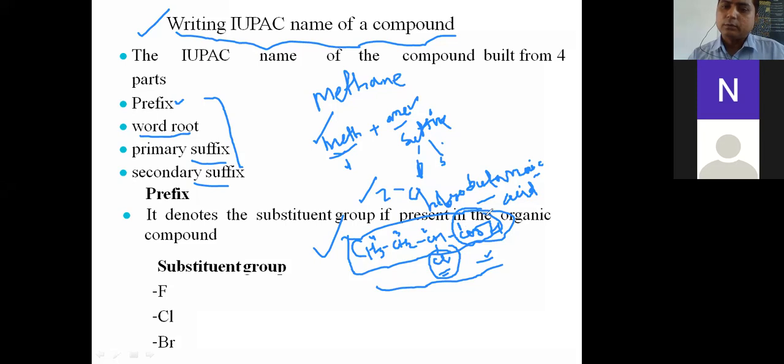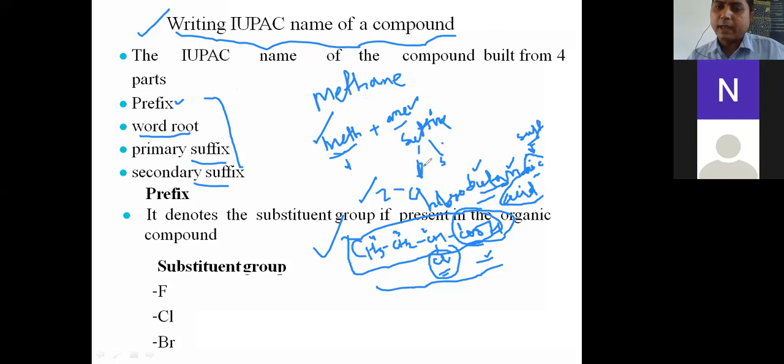Now when we write the nomenclature, what happens? The suffix of the priority functional group goes at the end. Oic acid is the suffix for carboxylic acid. This is the suffix at the end. And this is the 4-member carbon chain, so butane: but plus ane. But is the root word, and ane is the suffix.